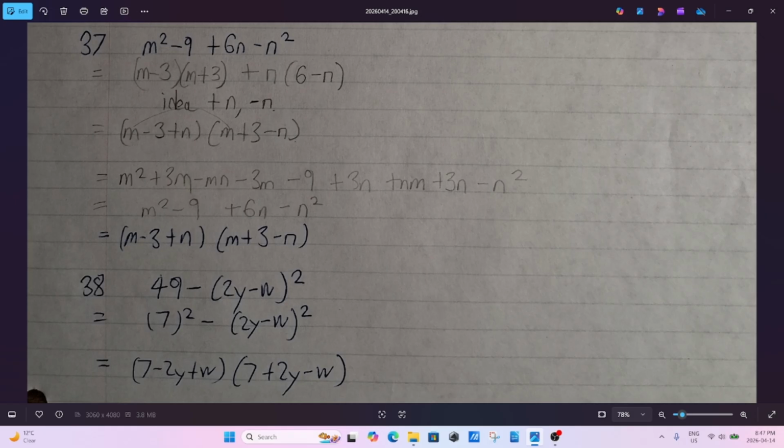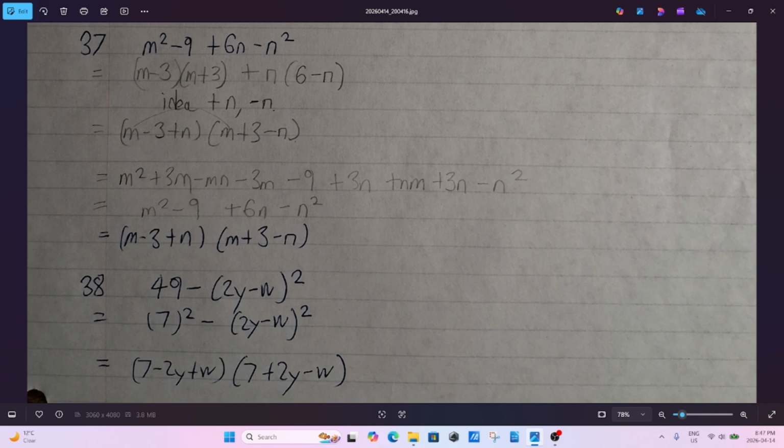So the idea is we could do plus n and minus n for n minus 3 and n plus 3. So we're going to test that out by doing n minus 3 plus n times n plus 3 minus n. And when we do that, we get n plus 3n minus mn minus 3n minus 9 and plus 3n plus nm plus 3n minus n squared.